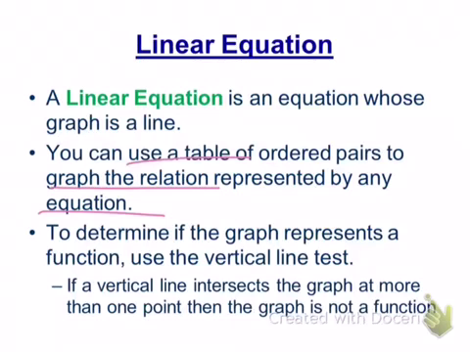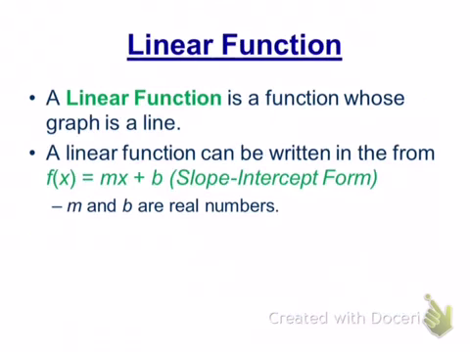To determine if the graph represents a function, we can use the vertical line test. If the vertical line intersects the graph in more than one place, it is not a function, right? Because that shows that we have one x value that is shared with two different y values. So just some review stuff, all right?